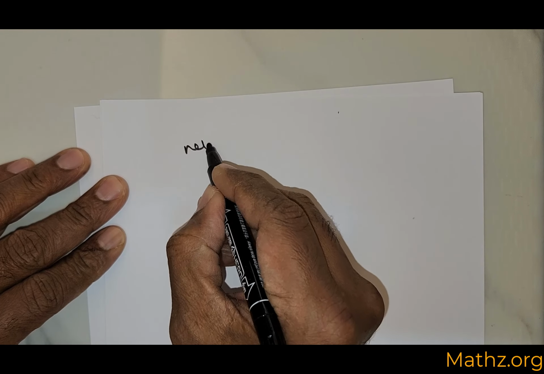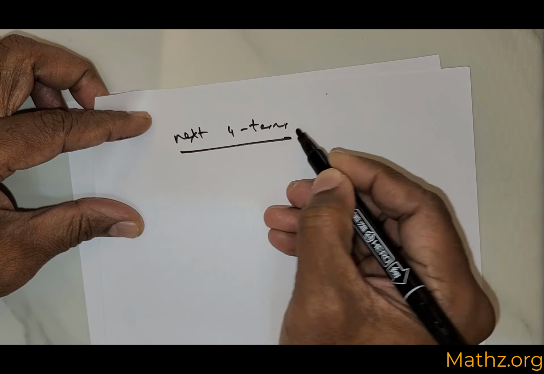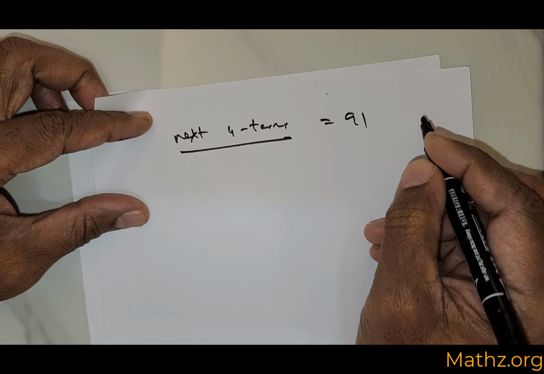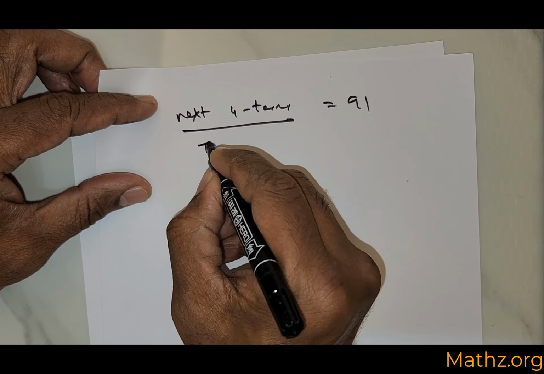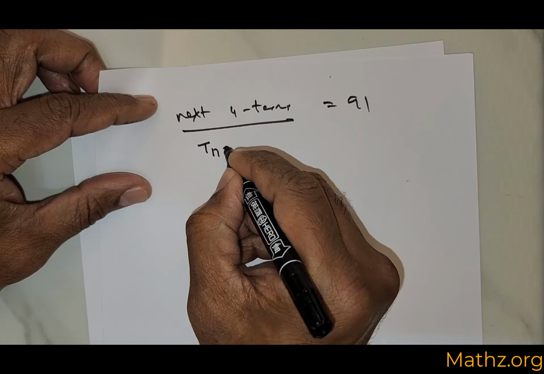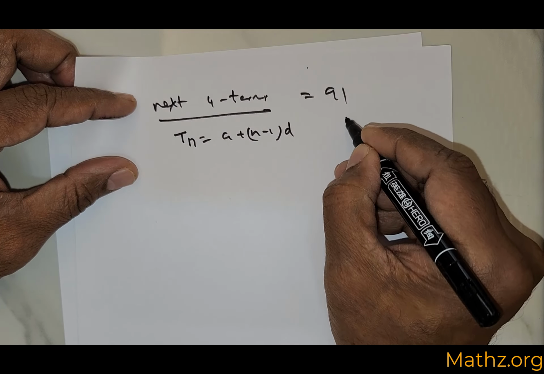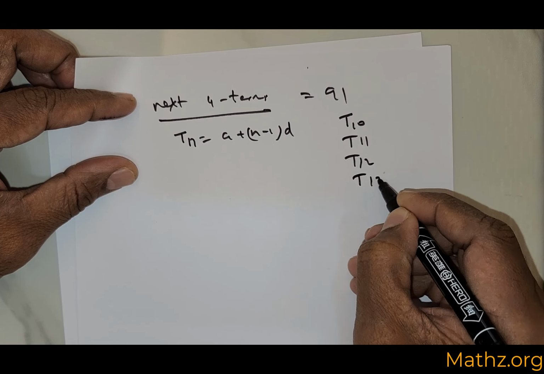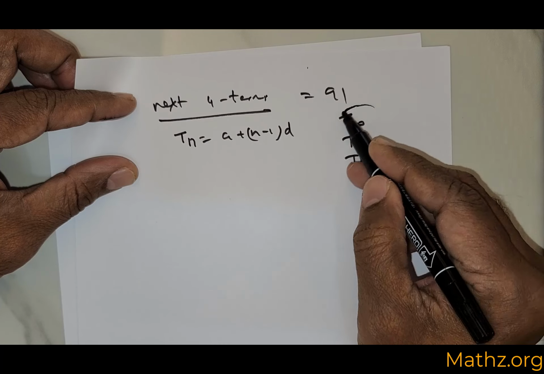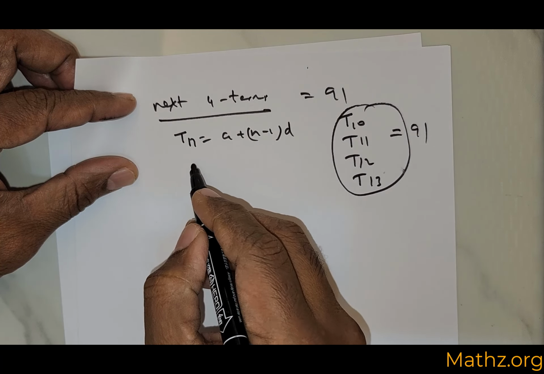Now let us move on. Now what we have been given, the next 4 terms have been given. So what is that? Next 4 terms is equal to 91, the sum of the next 4 terms. So that means they are telling us, if I take this as Tn is equal to a plus (n minus 1) into d, they are giving me T10, T11, T12 and T13, and the sum being equal to 91. That is the understanding.